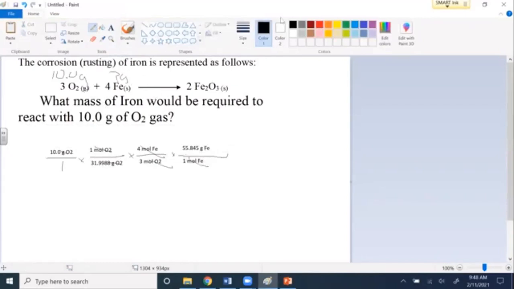Okay, so to solve this out, I would do 10.0 times 4 times 55.845 divided by 31.9988 divided by 3. So the top all multiplied together, then divided by the bottom. And when I get this, I need 3 significant figures, and 10.0 is 3. So I get 23.3 grams Fe, because grams Fe is what I was looking for from the problem, and it's the only thing that's not been canceled out in my equation.